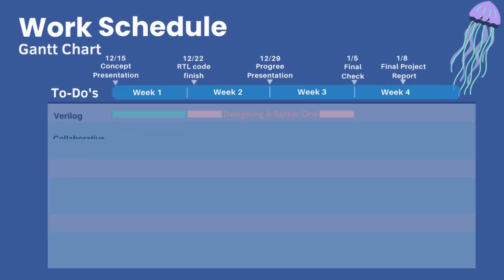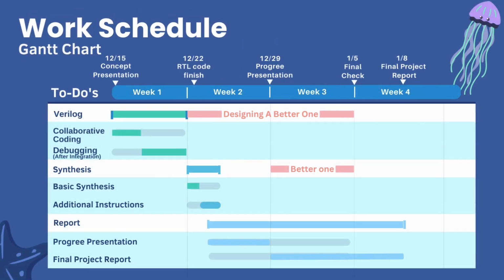And for our work schedule in the Gantt chart, the green part is what we have already done. The blue part is what we haven't done. And the pink one, design a better one, is the new schedule that we added because we want to design a better module. So it will be this week, and next week we'll synthesize it.